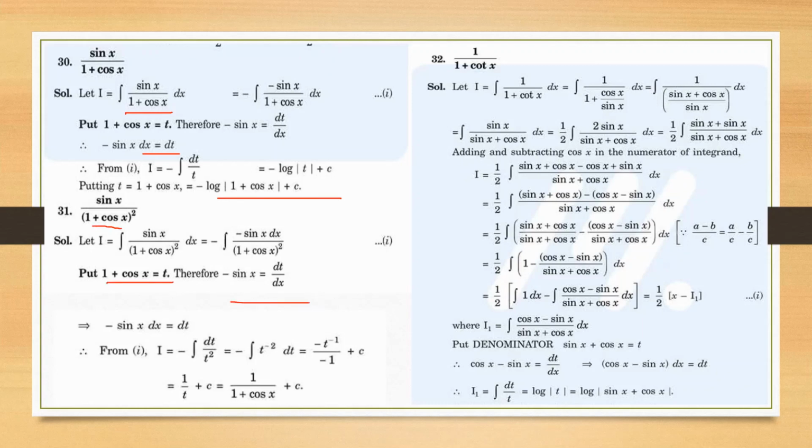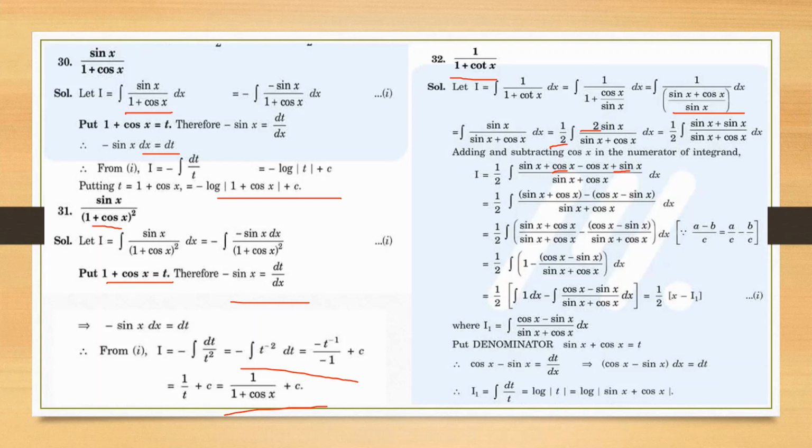Now this is the same question we discussed earlier, 1 upon 1 plus tan x, right? Now 1 upon 1 plus cot x. Same thing, change to sin and cos. Multiply and divide by 2, so it becomes sin x plus sin x. Now introduce cos, so add and subtract cos. Break the numerator, split the two terms: sin x plus cos x upon sin x plus cos x, which will become 1, and this is cos x minus sin x upon sin x plus cos x.